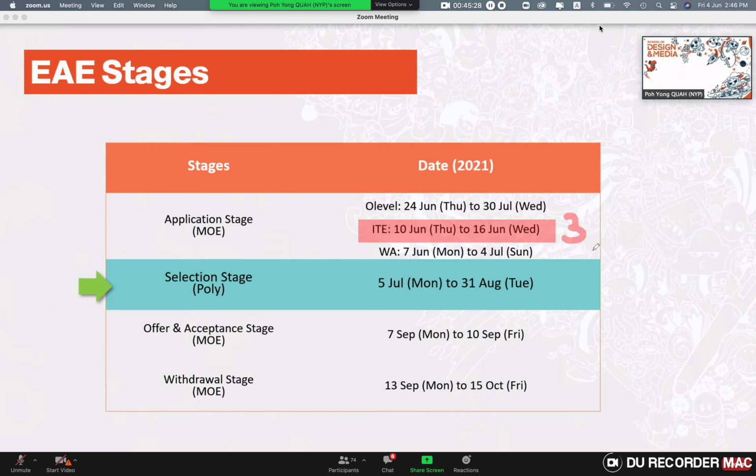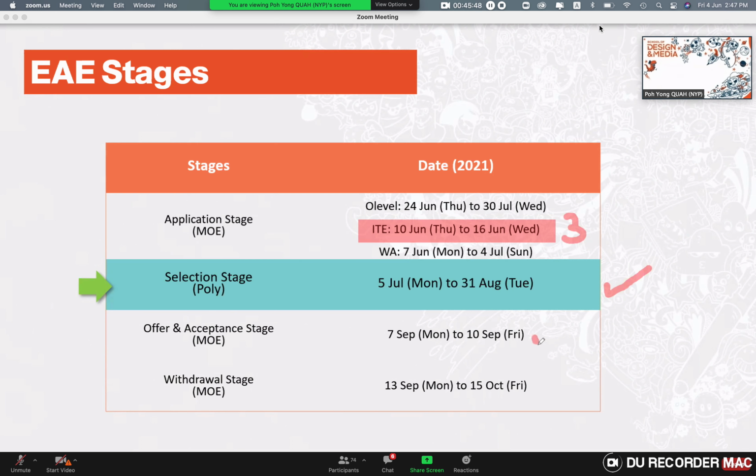You don't need to do all three. And then the poly will invite you for interviews, right? So you most likely will be interviewed between these two periods. All right, so after that, you go home, you wait, right?